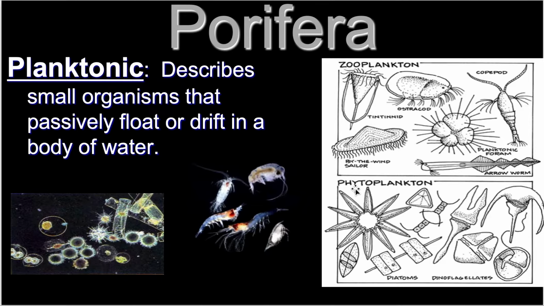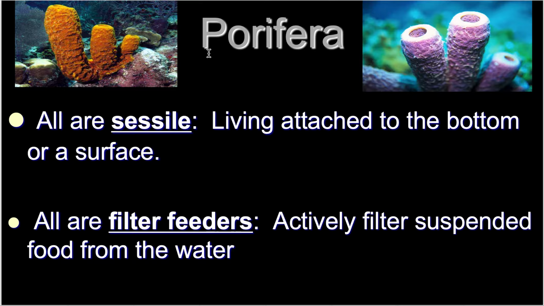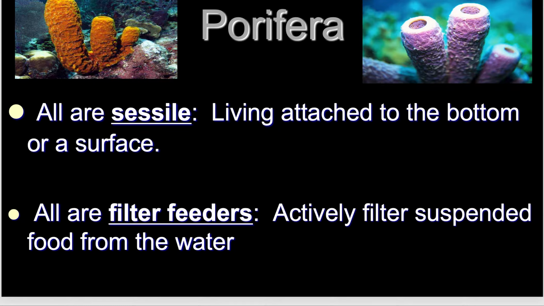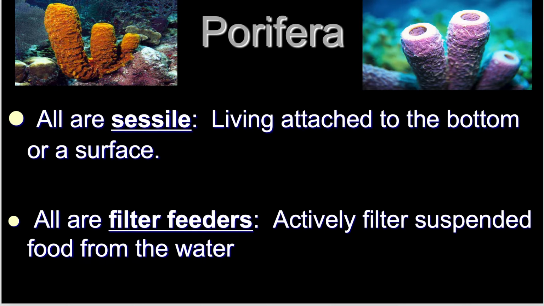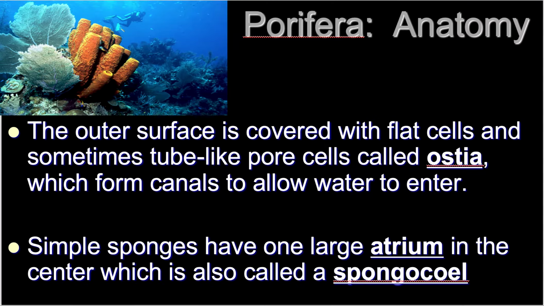So back to sponges. Sponges are going to be sessile creatures, meaning they live attached to the bottom of the ocean or on the surface of something, and they're also filter feeders, so they're going to actively filter suspended food from the water. For their anatomy, the outer surface is covered with flat cells and sometimes tube-like porous cells called ostia, which form canals to allow water to enter the sponge.